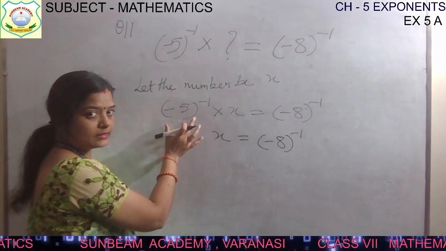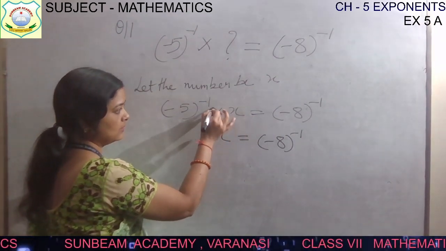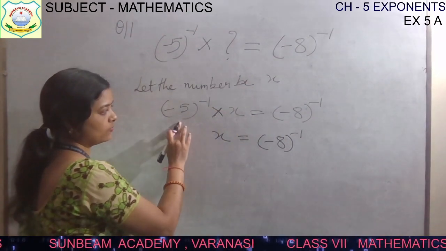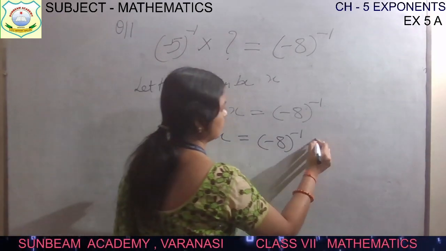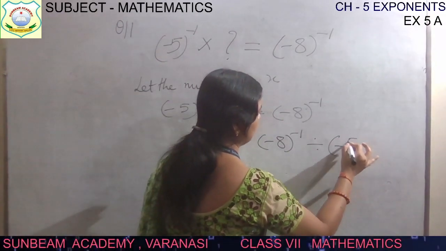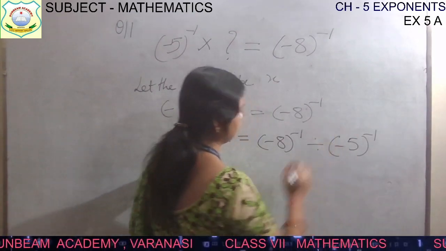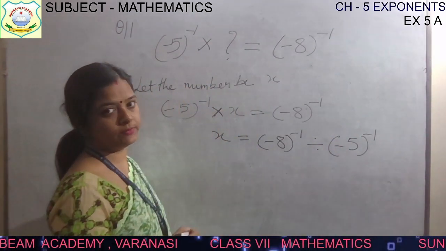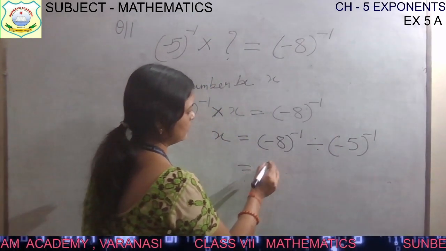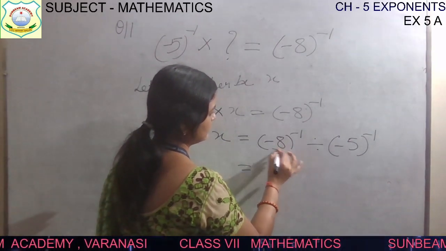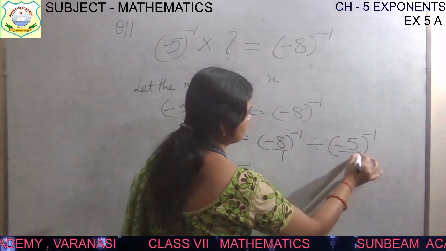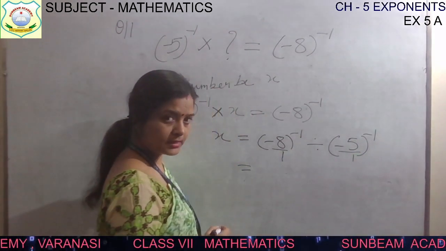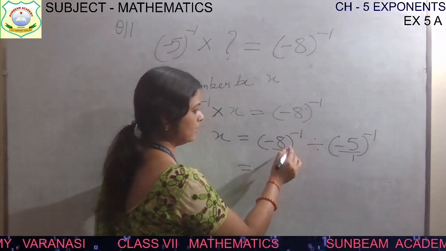This one is in multiplication with this. So when you transpose it to the other side, it will be divided there. So divide by minus 5 to the power minus 1. Now children, we will solve it. How will we solve it? Equal to, this can be written as minus 8 by 1 and this can also be written as minus 5 by 1. Yes. Now minus 1 is in power.